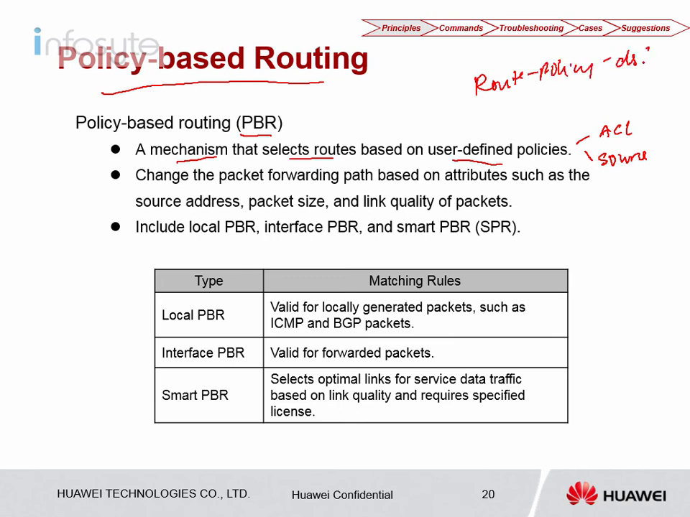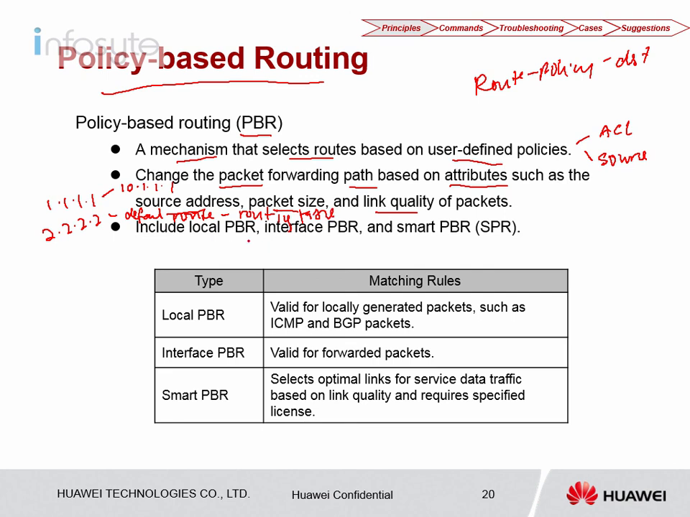So this is destination based. This is user-defined based. Okay. So PBR changes the packet forwarding path based on attributes such as the source address, packet size, or link quality. Which means that, as I mentioned, I can determine the next hop based on the source address. If your source address, assuming 1.1, you are going to send to the next hop of 10.1.1.1. If you are a source of 2.2, I'm going to use a default route, for example. That is based on the routing table.